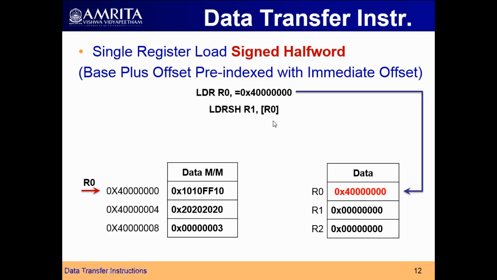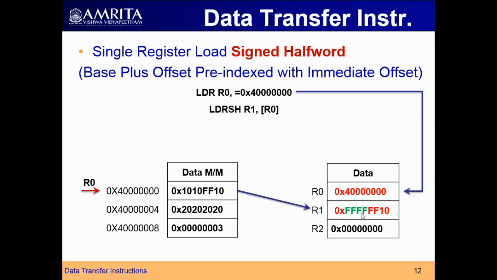Again you are going to move the content of the address location pointed to by R0. In this case the content is 1010FF10, and you are going to move this data to R1. But since you are using a half word, only 16 bits will be moved. Here you should keep in mind that you are using LDRSH, which means the sign bit will be preserved. So a sign-extended version of the half word will be moved. The half word will be FF10 as it is, but the remaining 16 bits will be all ones, FFFF.